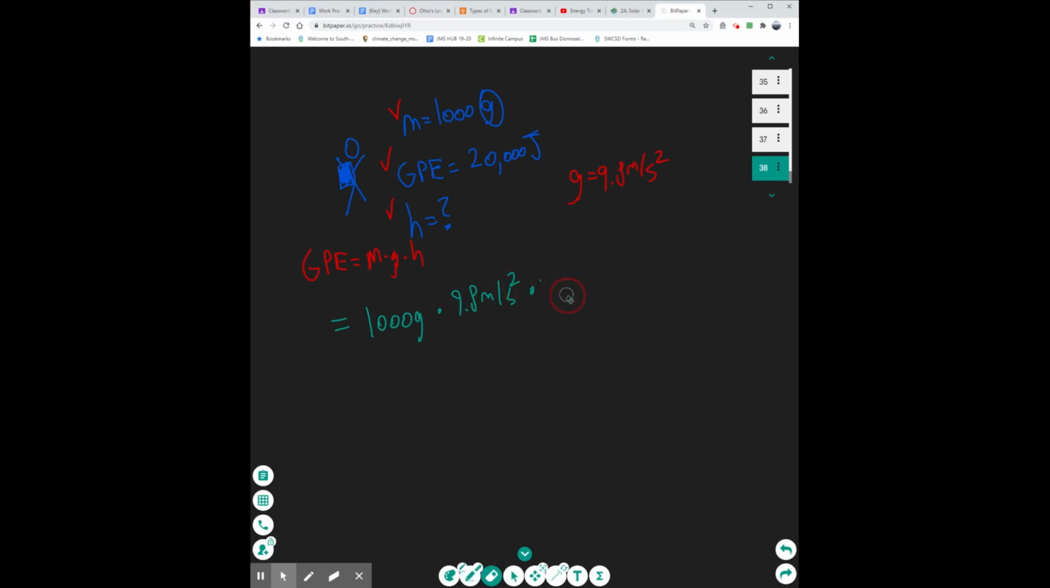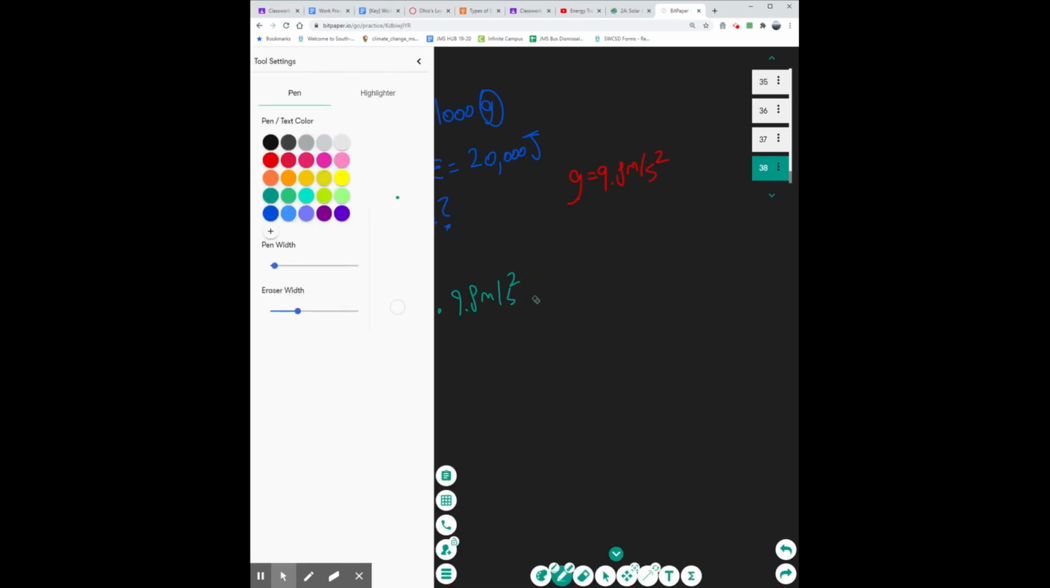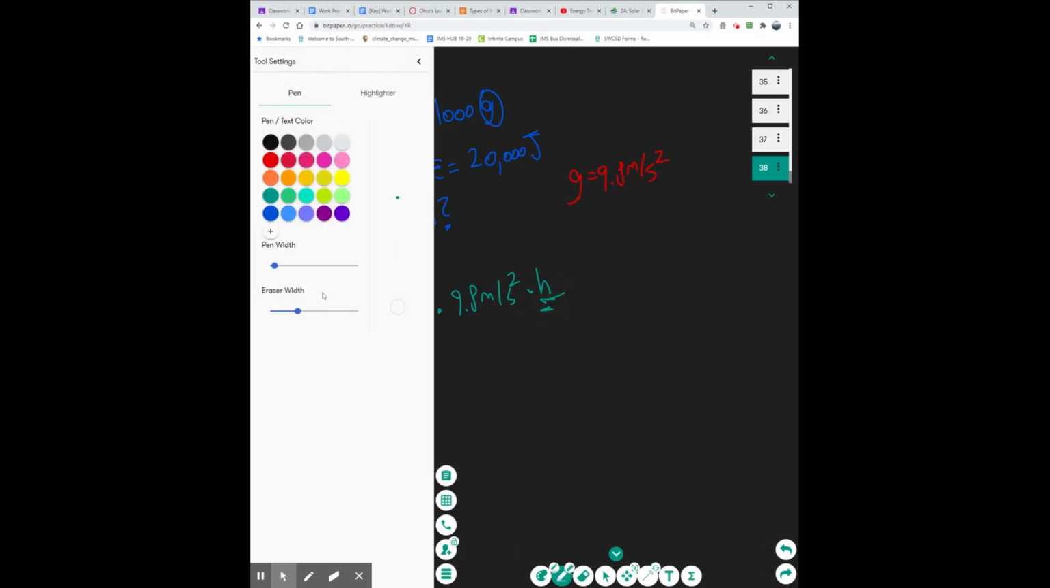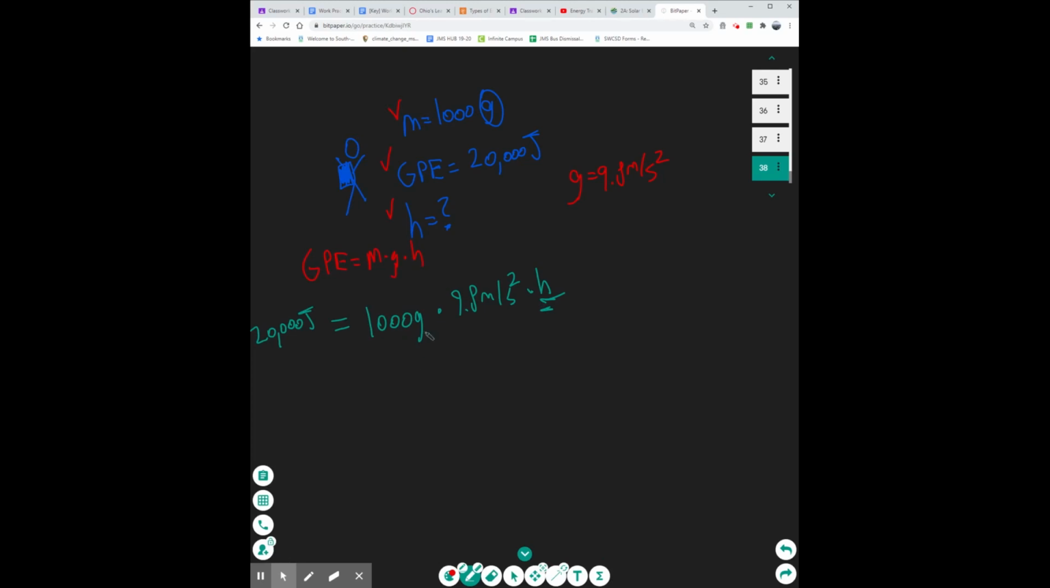Oop, nope, that's wrong. Times H equals 20,000 joules, right? That's what we do now. And we're solving for H. Now, did you pick out the problem? I made an error and I did it on purpose. Here's the error. I left 1,000 grams in here. Is that going to come out right? It's not. We need to convert this.